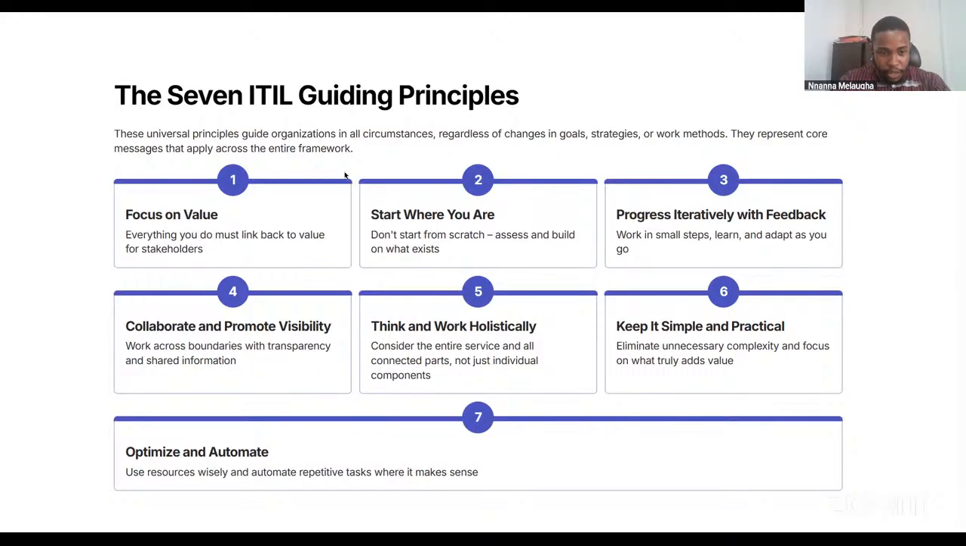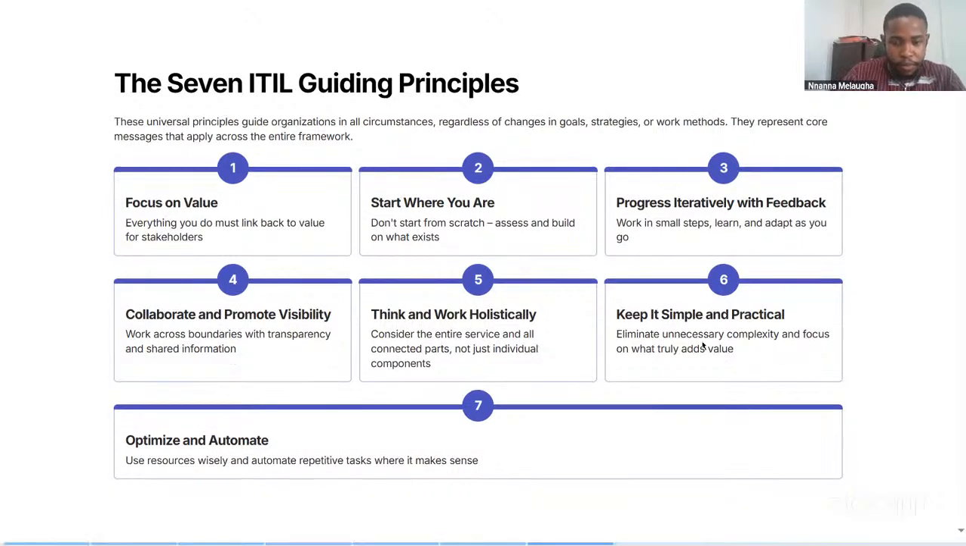Then the seventh is optimize and automate, right? Using resources wisely and automating repetitive tasks where it makes sense. We're in the modern day and age, we're seeing AI automating repetitive and manual tasks, which you don't need to dedicate time to. You're not getting any benefit spending time doing redundant tasks, right?